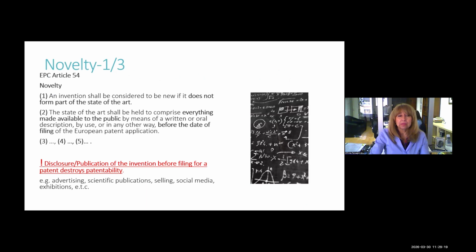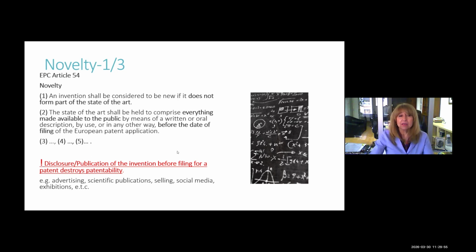So, the law says here that an invention shall be considered to be new if it does not form part of the state of the art. The state of the art is held to comprise everything made available to the public by means of a written or oral description, by use or in any other way before the date of filing of the European patent. So everything that was revealed to the public before the filing of the application is not new any longer.